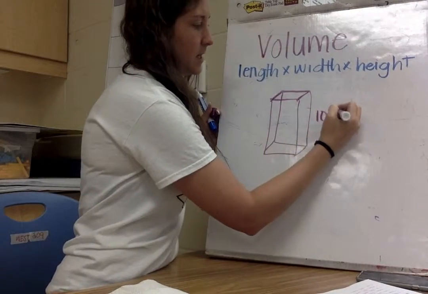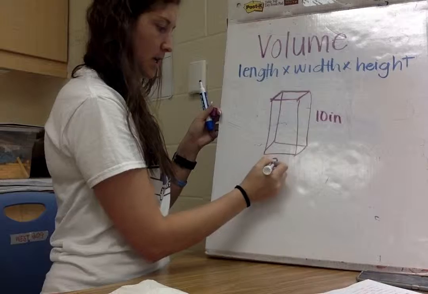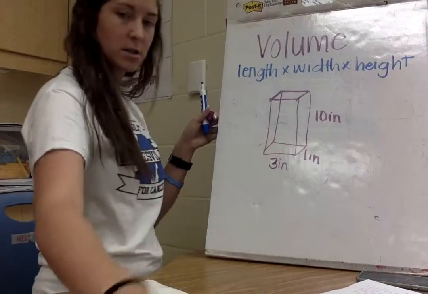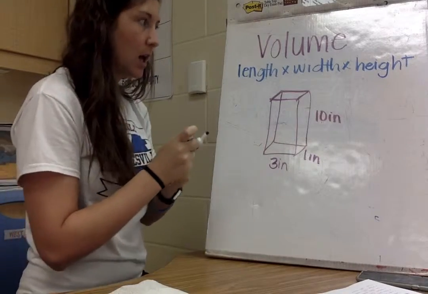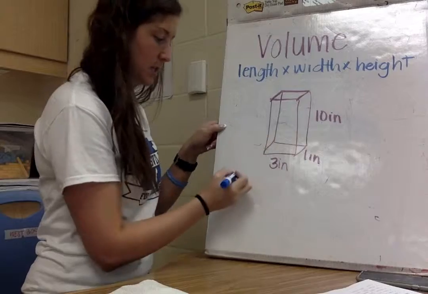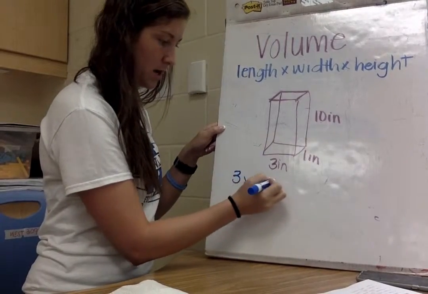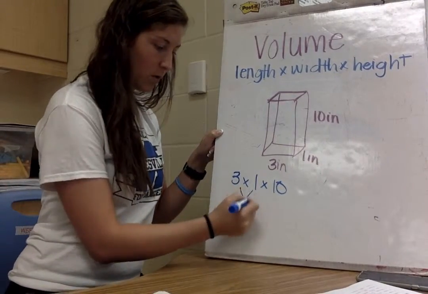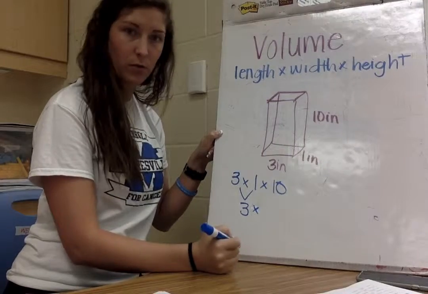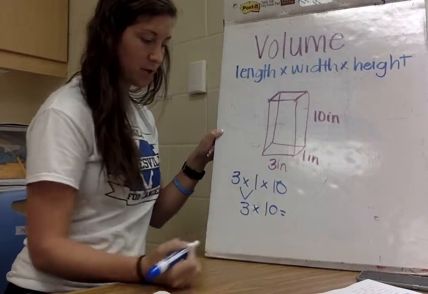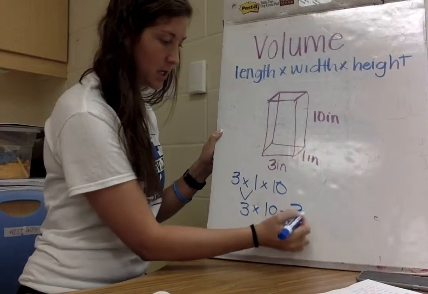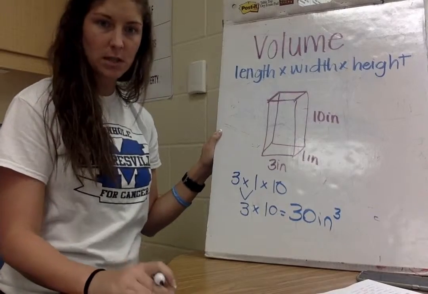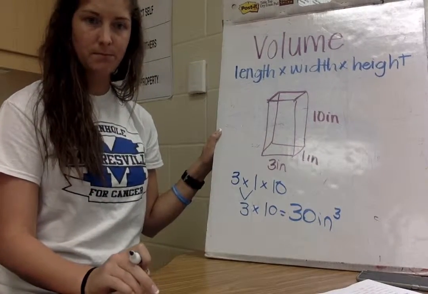This figure is 10 inches tall. It is 3 inches wide and 3 inches long and 1 inch wide. If I use my formula, my length is 3, width is 1, height is 10, so I've got to multiply these things in order to find the volume. Well, I know that 3 times 1 is 3. Now I've got to multiply 3 times 10. Well, I know that 3 times 10 is 30. It is inches. Cubed can be marked with a little 3 as an exponent above there.